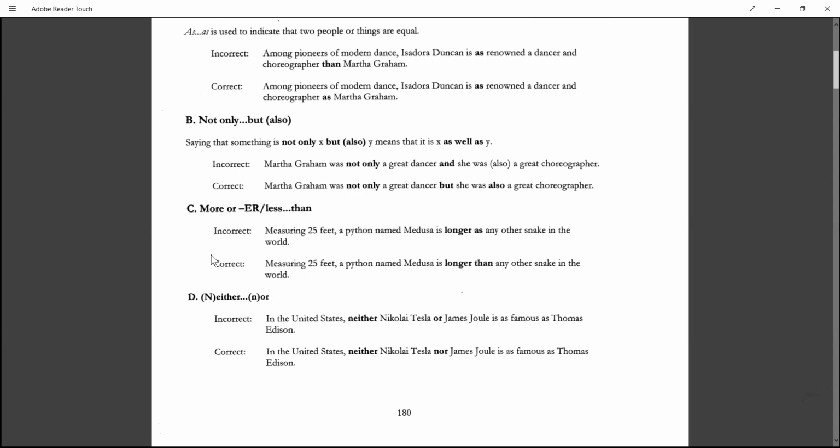But also was a great dancer. So you have to be very careful. I mean, just remember, not every time but also will work. Understood? Sometimes you have to separate but and also.